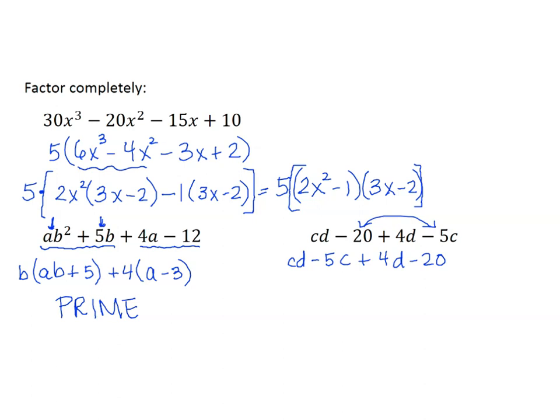Now, be careful when you're moving around terms, because you have to be sure to take the sign in front of the term with it when it moves. So this will always be a negative 20 regardless of where it is in our string of terms. So now let's see if there's anything we can do. If I look at these first 2, I can take out a c, and I'm left with d minus 5. And with these last 2, I can take out a 4, and I'll also be left with d minus 5.